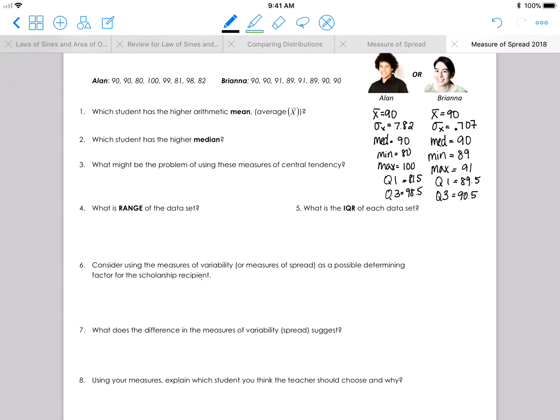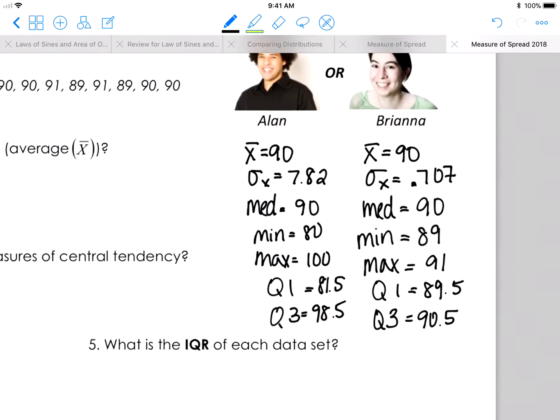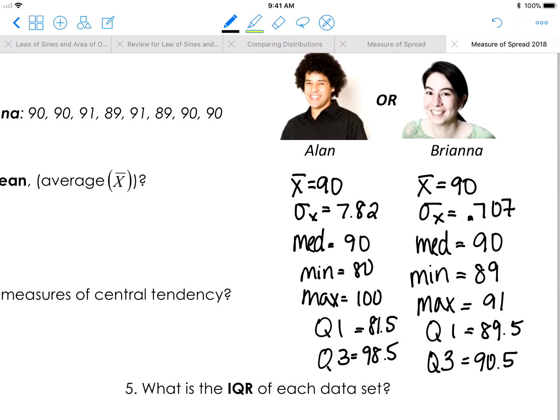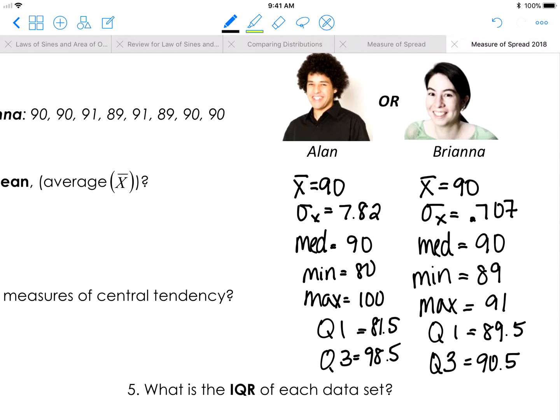Okay, so I went and did all of my calculator stuff on another video. I put Alan's numbers in L1, Brianna's in L2. Then I ran a one-var stats on both of them separately. So I had to go to calculator and do list one for Alan, and I got all my information here: mean is 90, standard deviation, median, min, max, quartile 1, quartile 3. Did the same thing with Brianna.